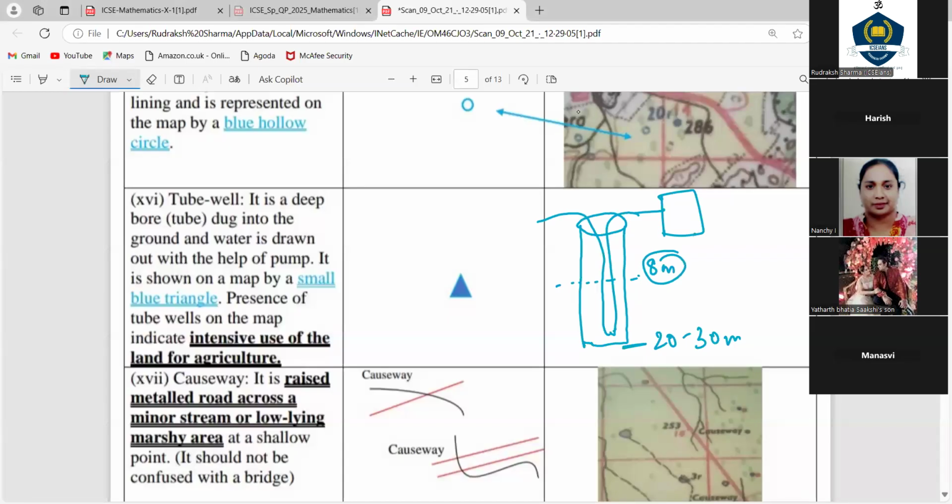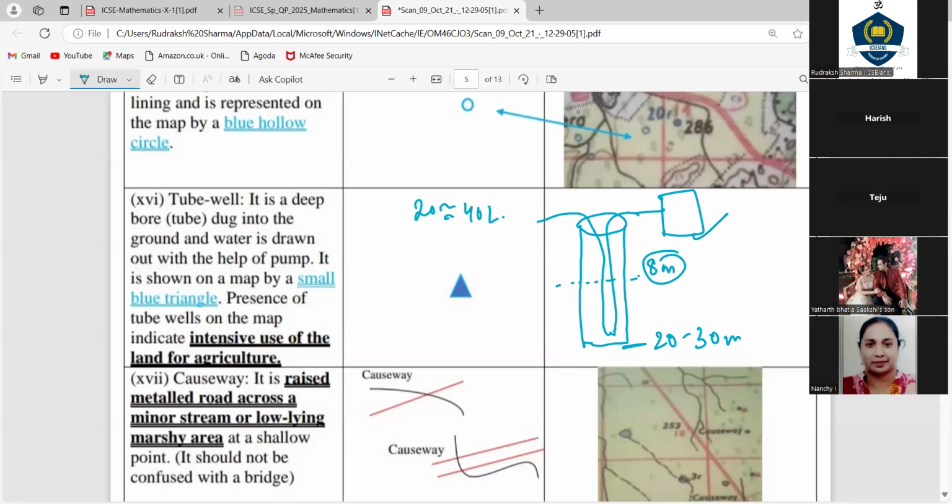And even this motor is efficient as compared to a human being. For example, a human being can take out around 20 buckets of water in 1 hour, and 20 buckets of water is roughly equal to 40 liters. But in the case of a motor or a tube well, it can take out roughly 120 to 150 liters of water, which is much more than human capacity. So these are very efficient compared to humans.